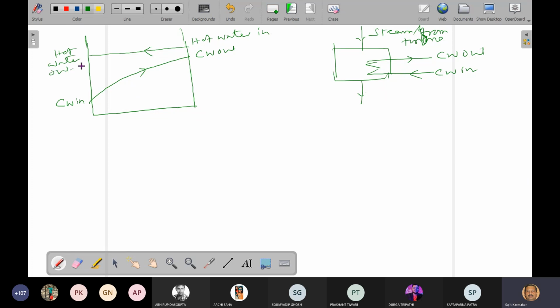Now, you can remember what the cooling water in temperature I mentioned for India, the average temperature? 33 degrees Celsius. Now the cooling water will increase in temperature because of the heat lost by the steam. Not hot water, I think I mentioned it: it is steam in.